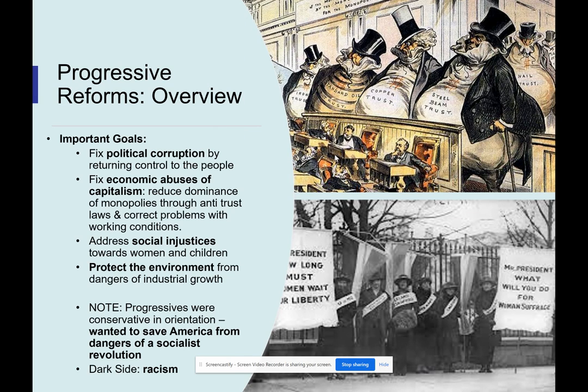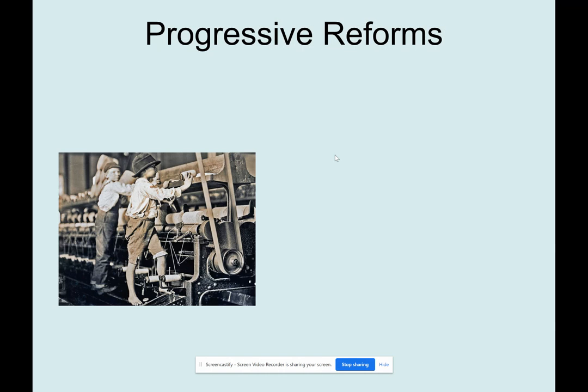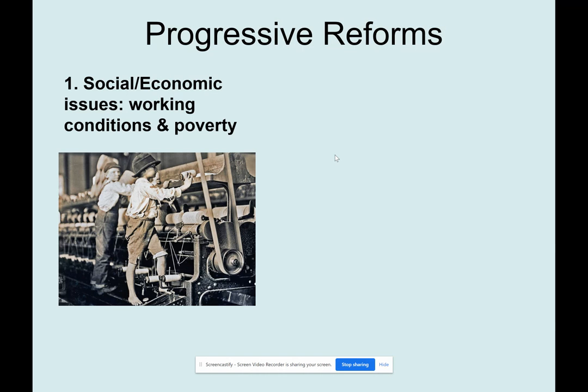Okay, and then the last thing that's kind of interesting about the progressives, the dark side of them, is a very prevalent racism, and we will talk about that at the end. Okay, so here we go. Let's get into some specific reforms.